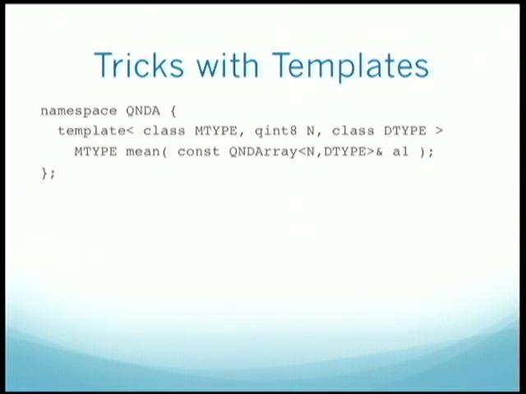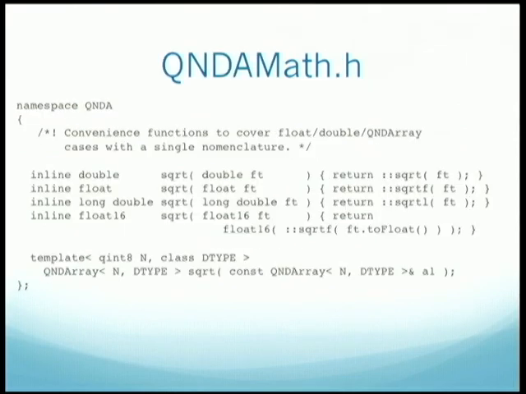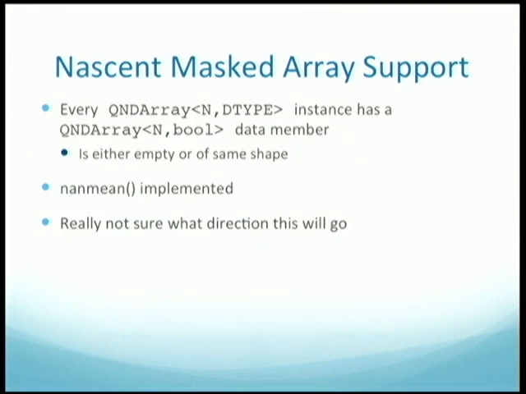There's some tricks you can pull with templates, like here I've got a mean function, which has an additional template argument. You can specify the data type that you're going to aggregate and divide in. So for an array of floats, here I've done a mean with a double, so it adds it up using doubles and does the divide and returns a double of the mean. A bunch of little convenience functions for handling those types of things.